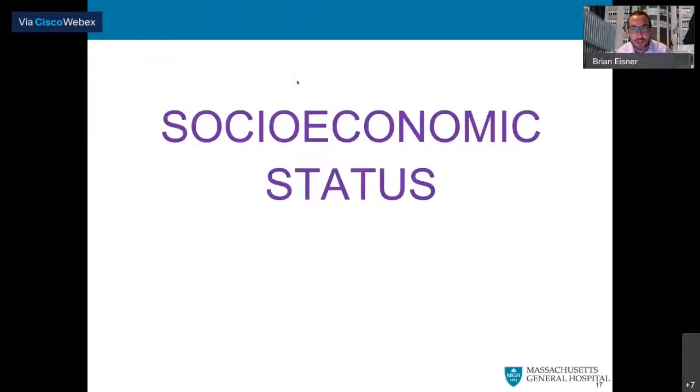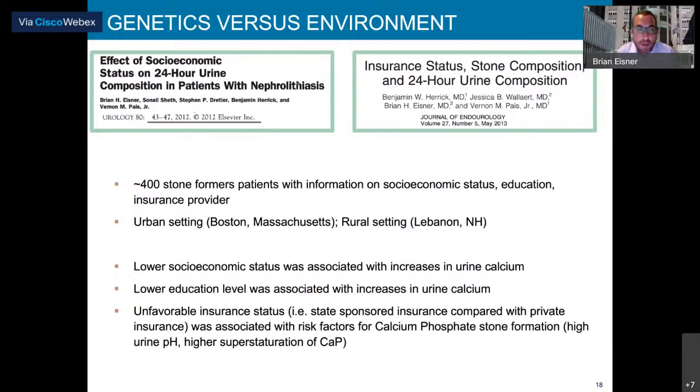I'm going to end on socioeconomic status. So these are studies from the United States, 2 studies that came out of our group and also with Vernon Pace, who many of you know. We were interested in understanding the different disparities in stone disease that may segregate with disparities in socioeconomic status. We looked at over 400 patients from 2 clinics, both a rural and an urban setting.